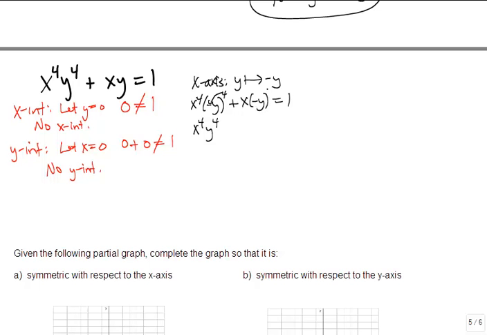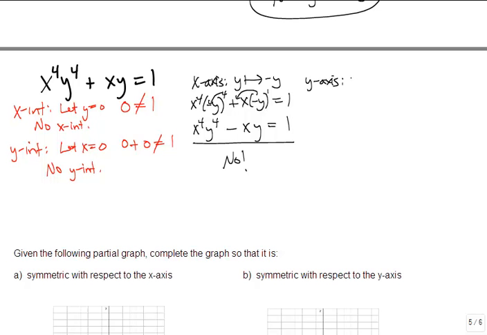This minus, since it's to the first power, stays, and just to make it cleaner, I can actually move it out front and make this a subtraction. So we get x to the fourth, y to the fourth, minus xy. Does that look like the original? No. Okay, let's try y-axis symmetry.